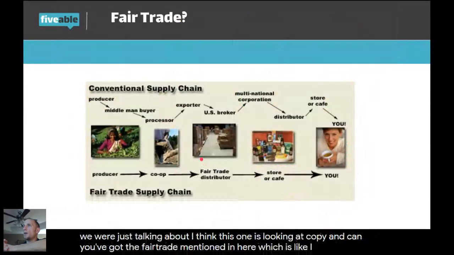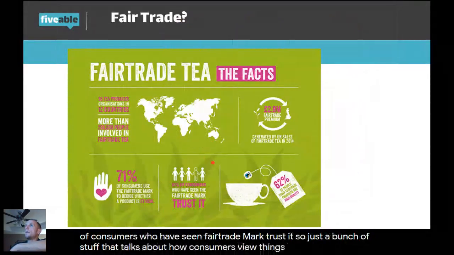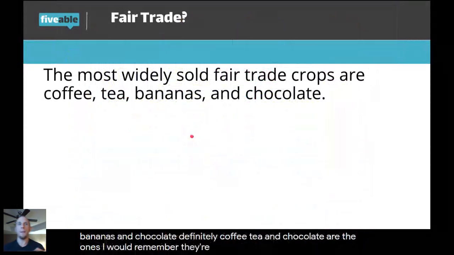71% of consumers use the fair trade mark to decide whether or not a product is ethical. 83% of consumers who have seen the fair trade mark trust it. So just a bunch of stuff that talks about how consumers view fair trade. The most widely sold fair trade crops are coffee, tea, bananas, and chocolate. Definitely coffee, tea, and chocolate are the ones I would remember. They're also luxury crops that we are serious about consuming in the developed world.